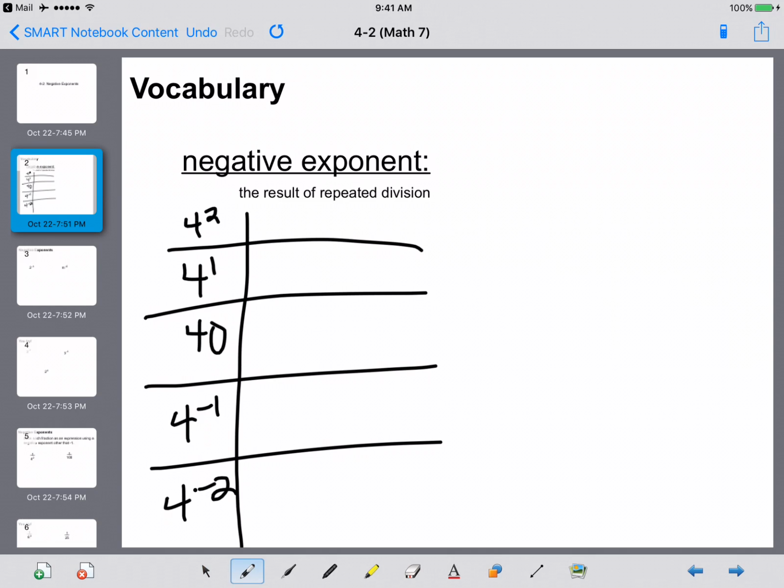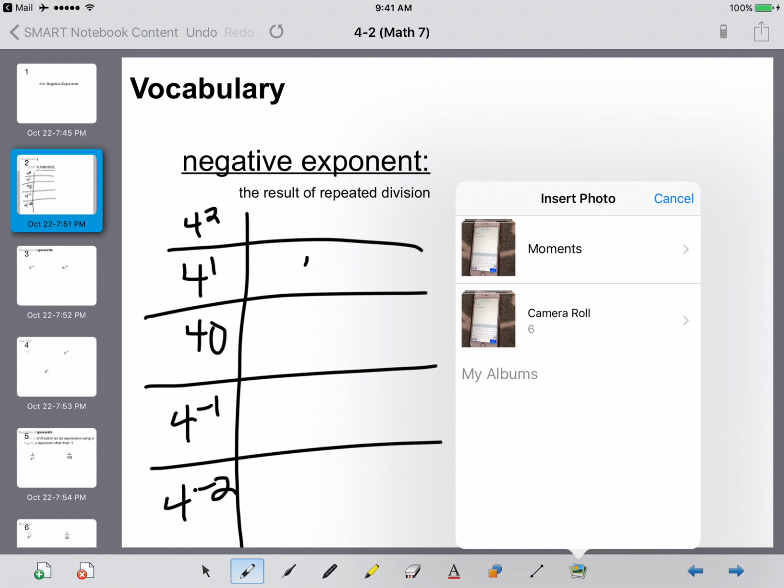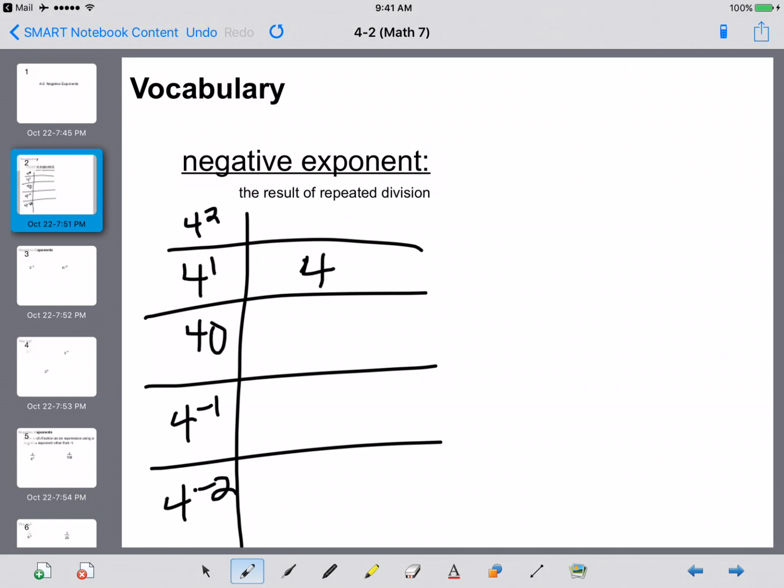So here, 4 to the first power is 4. 4 to the second power is 4 times 4, which is 16. So if we're going down, we're dividing by 4. Divide by 4, this is 1. Divide by 4, that's 1/4. Divide by 4, that's 1/16, right? And as we're going up, we're multiplying by 4.